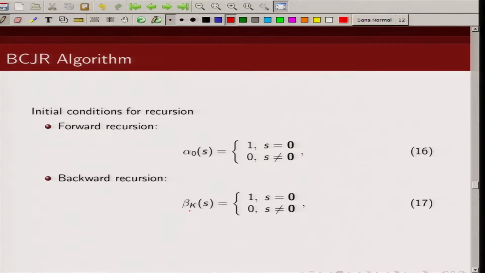Similarly, if we assume that our encoder is terminated, that means it has been brought back to the all 0 state, in that case at the end of the block, which is our k, beta k will be 1 for state 0 and 0 for all other states. So, these are our initial conditions for computing the forward recursion as well as the backward recursion.